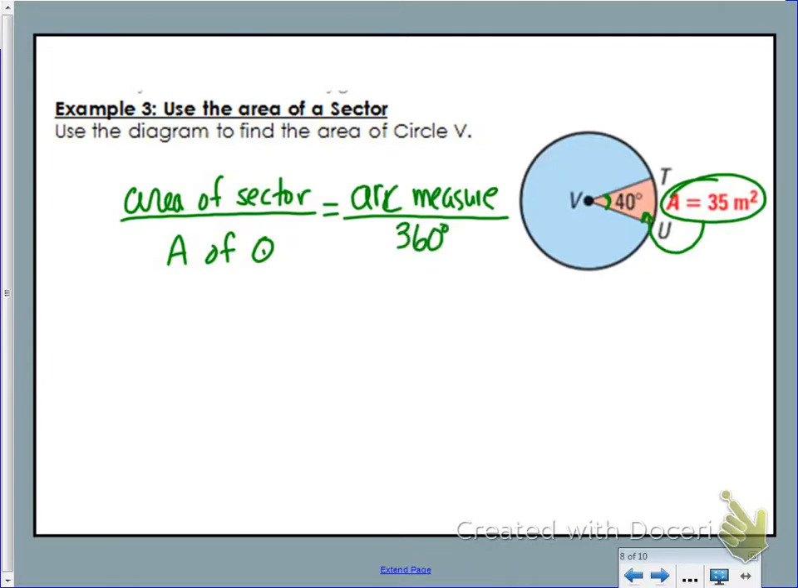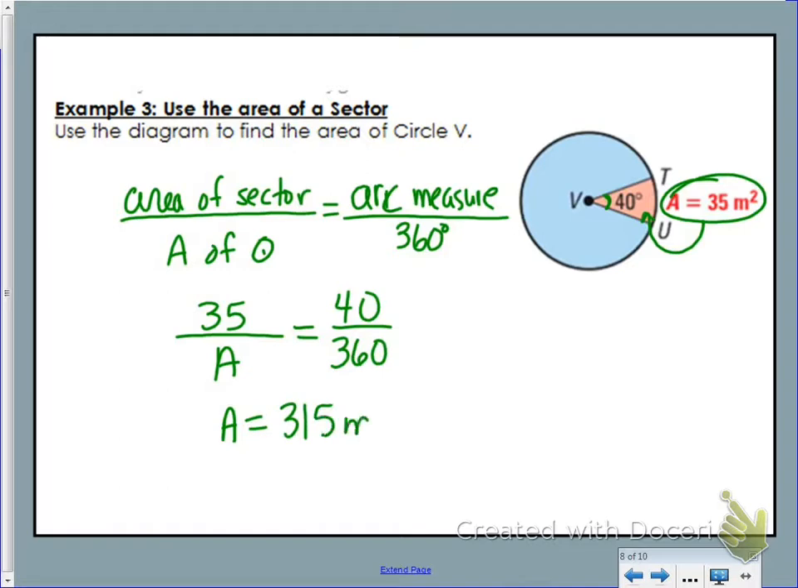So in this case, we know the area of the sector to be 35 meters squared, and we're trying to find the area of the entire circle. So that's equal to 40, because 40 is the central angle associated with that sector, over 360. Now when we cross multiply, we're going to find that the area is about 315 meters squared.